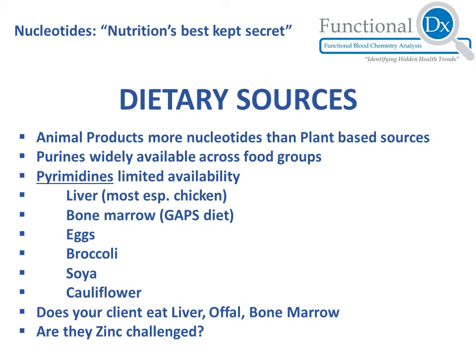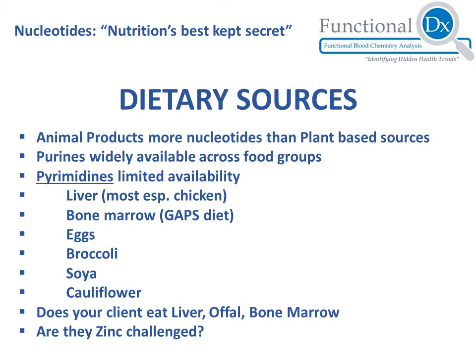Liver is one of the prime sources, offal, bone marrow. One of the reasons why the GAPS diets can be so effective is because of the amount of nucleotides being produced. I always remember being told growing up that chicken soup was Jewish penicillin. Now I understand why. You take the carcass, you boil it to death, you get all the nucleotides out, you've got lots of collagen, and collagen plus nucleotides are really going to affect the gut in a very, very positive way.